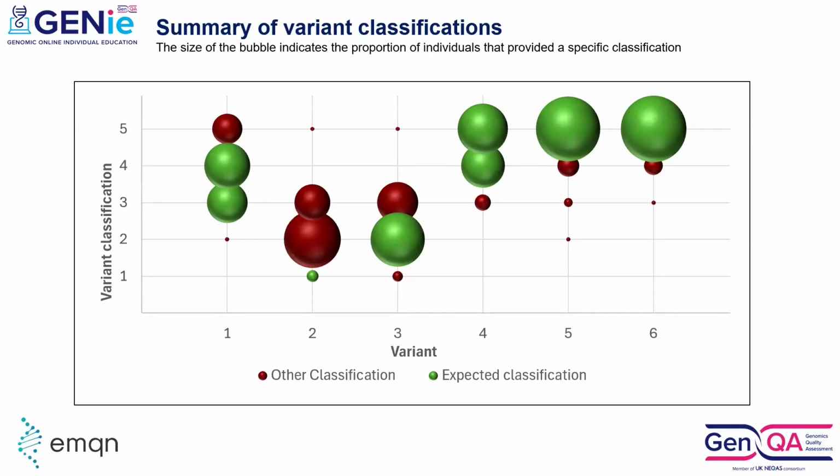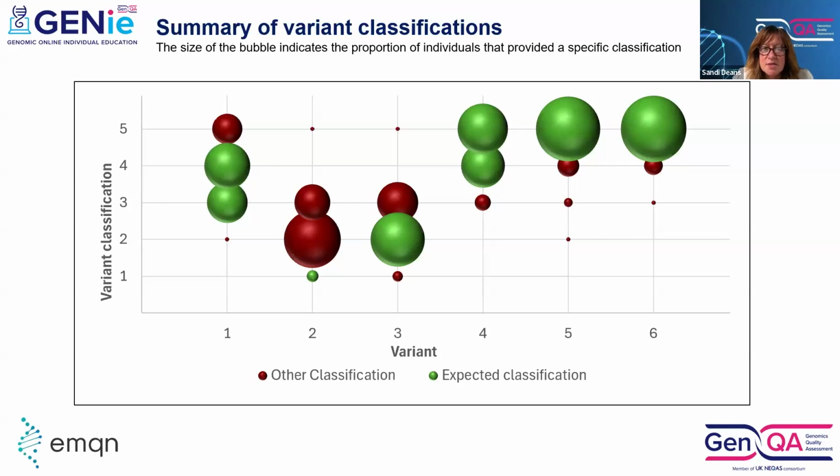Thank you, Andrew, very much indeed. Okay, so now we've had a lot of discussion and information around the different variant classifications. This is always nice to see, the bubble plot. So this is a summary of the classifications submitted by those participating. The larger the bubble, the more participants have classified that variant in that way. Anything in green is the expected classifications, and those in red are those that have been submitted by participants.